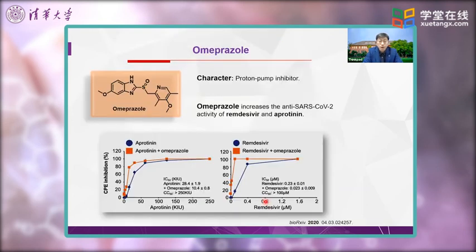This is another drug named omeprazole. It was originally developed as a proton pump inhibitor. In a recent preprint paper on a website, it was proposed that omeprazole can increase the anti-coronavirus activity of remdesivir and aprocitentan. Here is the curve.